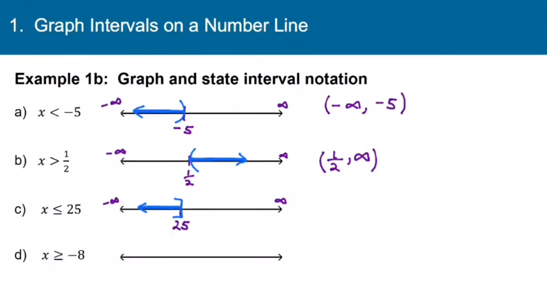Now, this is a question you might have. If the number has a bracket, should I put a bracket with the infinity symbol as well? And the answer is no. So we'll have here parentheses negative infinity to 25 bracket.